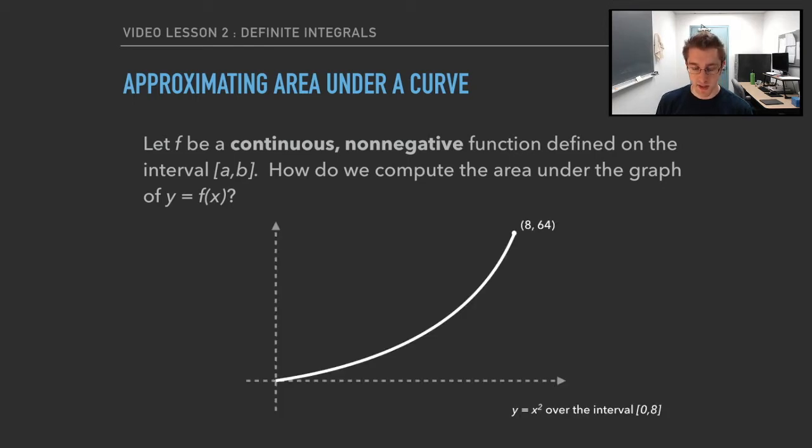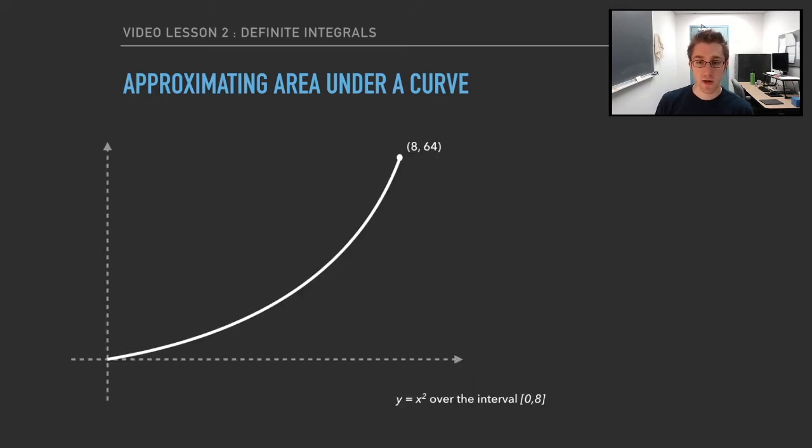But how do we compute the area under the graph of f? Here's an example. Our function is y equals x squared, and we're looking at the interval from 0 to 8. So this is 8, and this is the point 8 comma 64. This graph is a little bit stretched horizontally to fit on the page, but it's not really important to scale. Okay, so let's go through it. We're not going to compute the area exactly at first, but we're going to approximate it. And here's how we do that.